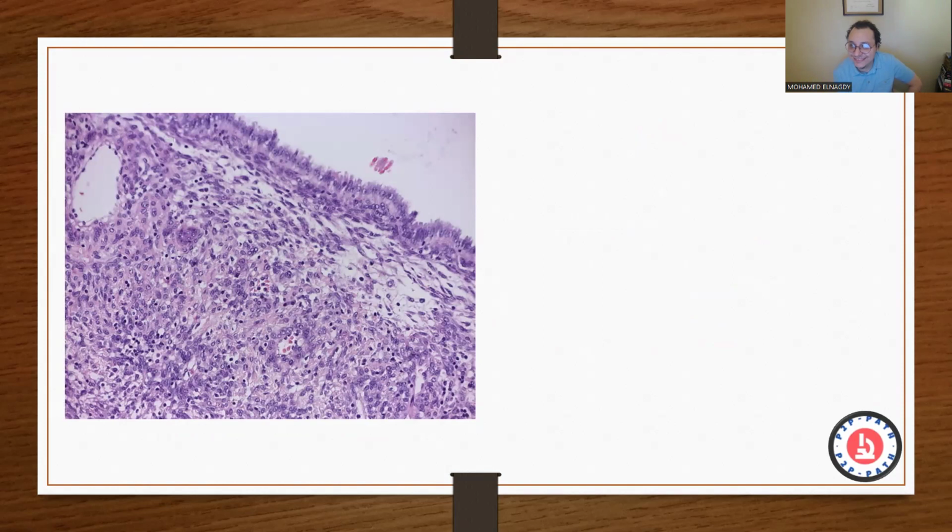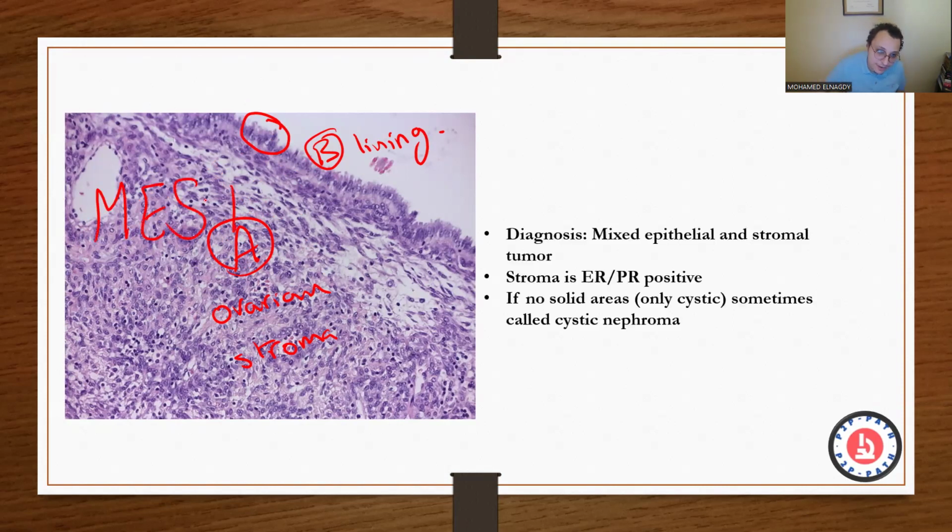So here we see the ovarian stroma. Which one is it, A or B? A is the ovarian stroma, and then the lining. It looks like an ovarian cyst, actually. So this is the one that we said has two components: epithelial and stroma. So mixed epithelial and stromal tumor, MEST.